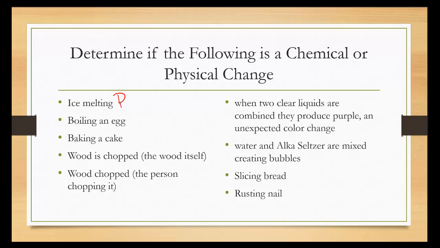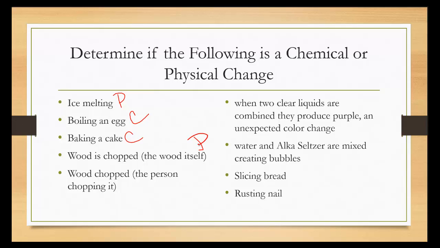Boiling an egg. Can you unboil an egg when it's all done? The answer is no. Therefore, that's chemical. Baking a cake. Can you unbake a cake? No, that's chemical. Wood being chopped, the wood itself. It's still wood, it's just smaller pieces of wood. Therefore, it's physical.